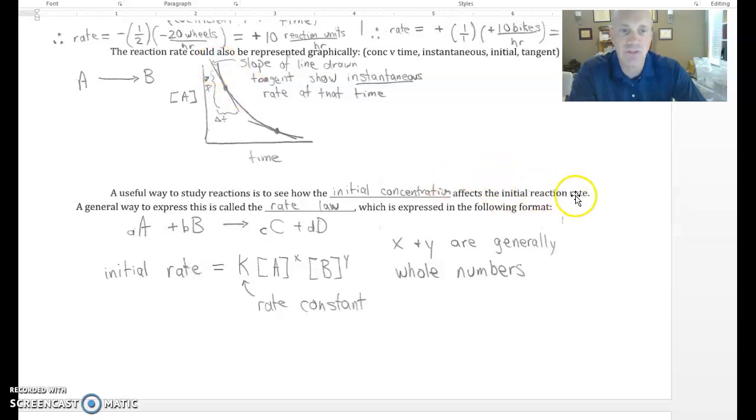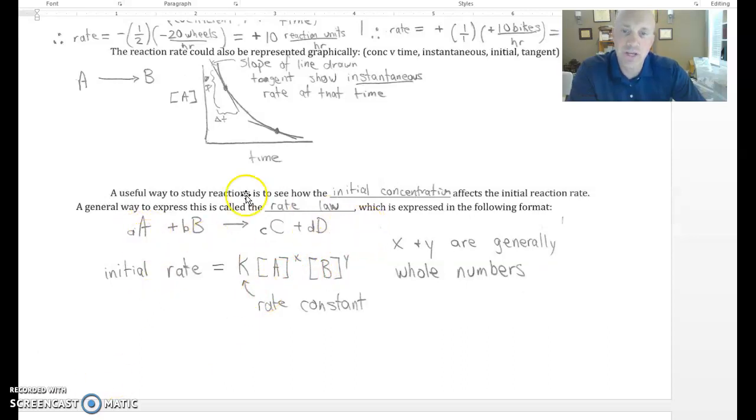And we make use of that in studying kinetics. What we're going to do is make note of what the initial concentrations of your reactants were and measure that rate. And what we're going to use that for is to derive what's called a rate law. A rate law is an expression that relates the rate of a reaction, specifically the initial rate of the reaction, to the concentrations of the reactants that are in there.